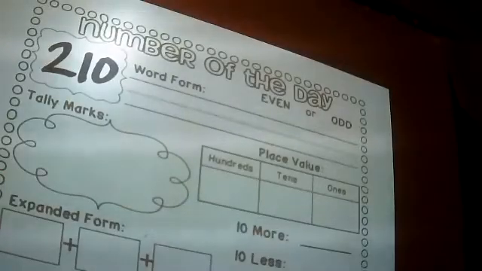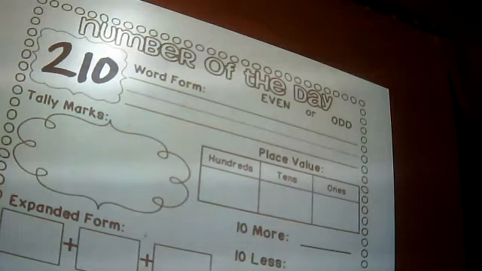Hi, I'm going to go over how to do the number of the day sheet. The number we have today is 210. So the first thing that you have to do is decide if the number is even or odd.